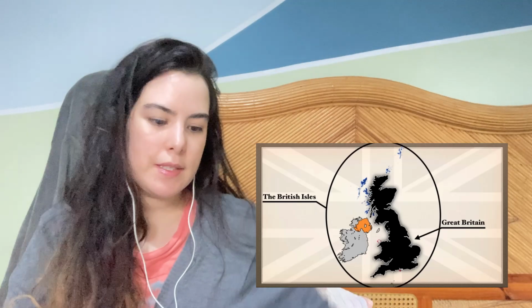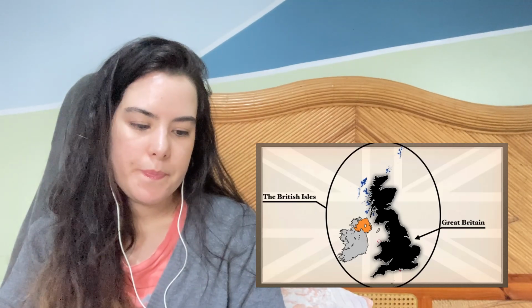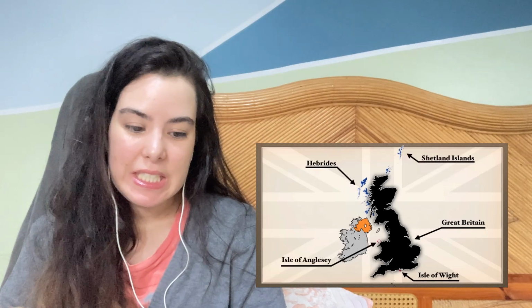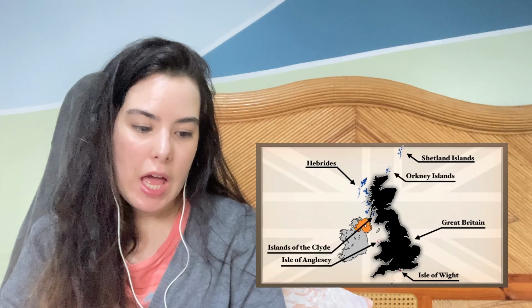This is mostly, but not completely true, as all 3 constituent countries have islands that are not part of Great Britain, such as the Isle of Wight, part of England, the Welsh Isle of Anglesey, the Scottish Hebrides, the Shetland Islands, the Orkney Islands, and the islands of the Clyde. The second biggest island in the British Isles is Ireland. It's worth noting at this point that Ireland is not a country. Like Great Britain, it is a geographical, not political term.